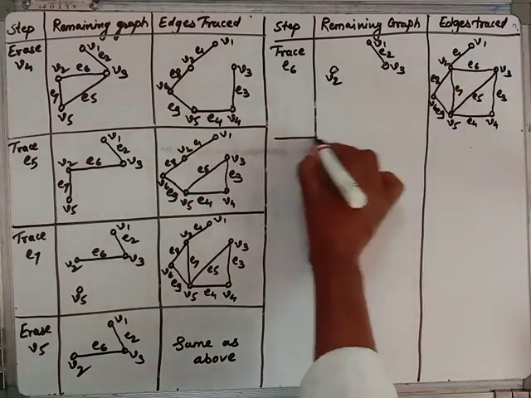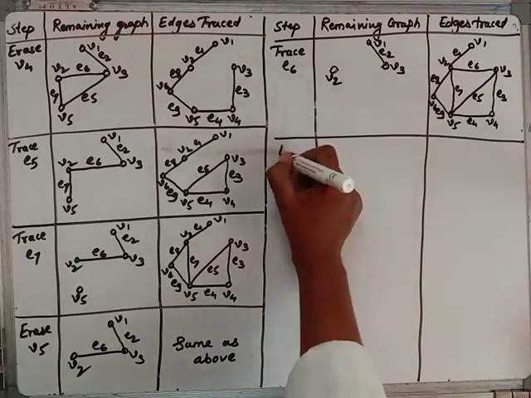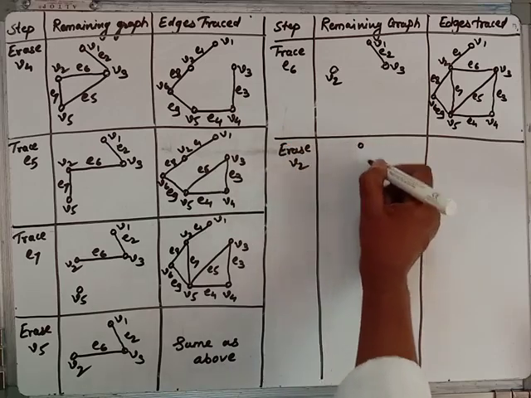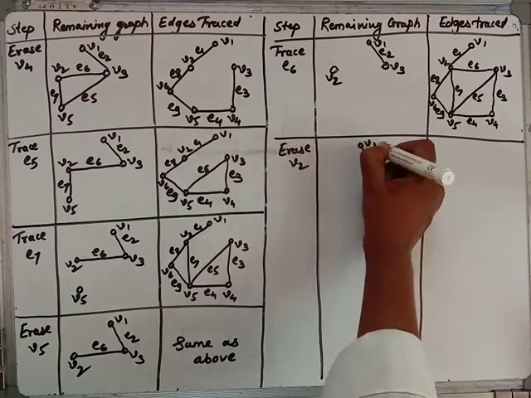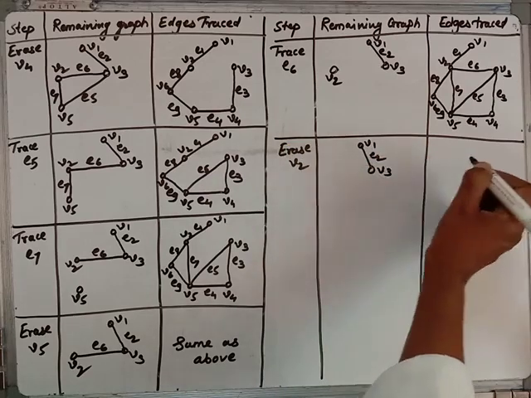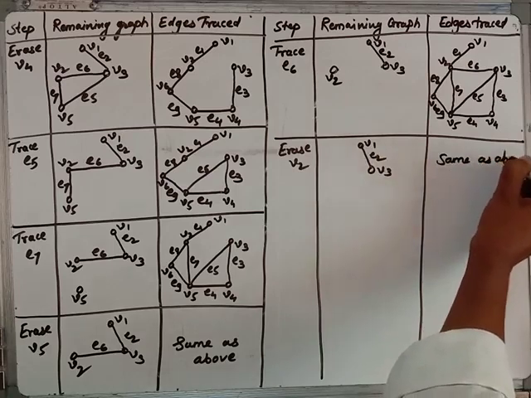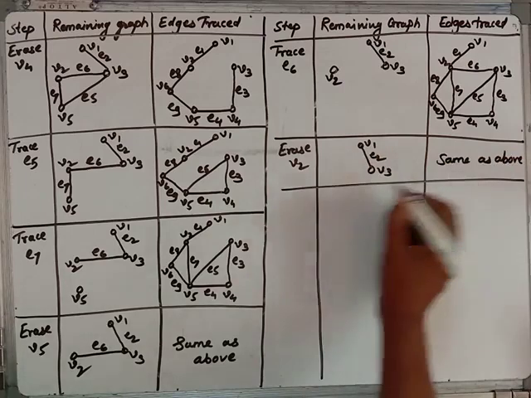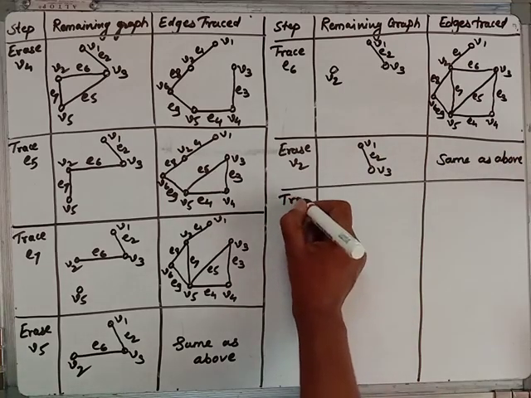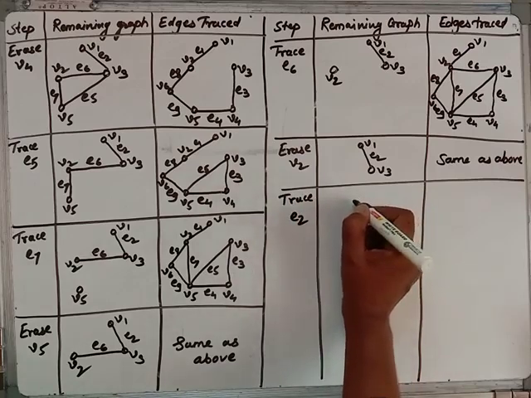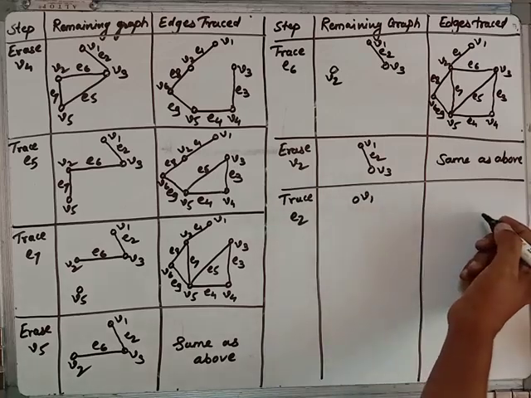Now again this V2 becomes isolated. So erase V2. So here this V1 to V3, this edge E2 is left only. This is same as above. Okay. So what is the next? Trace E2. So here, tracing E2, what is left? V1 only. V1 will be left here, right?